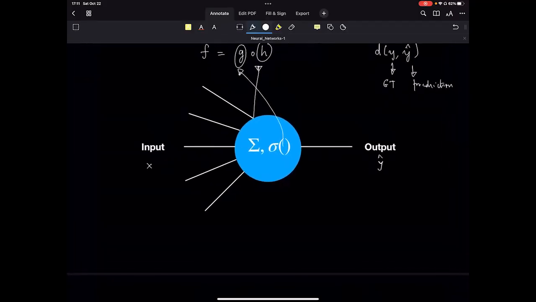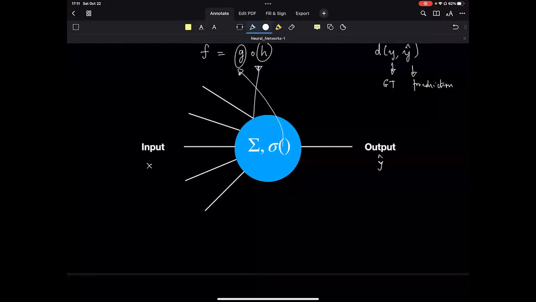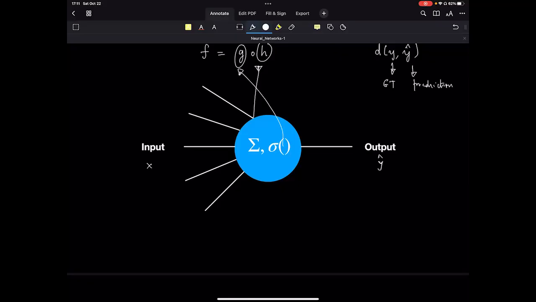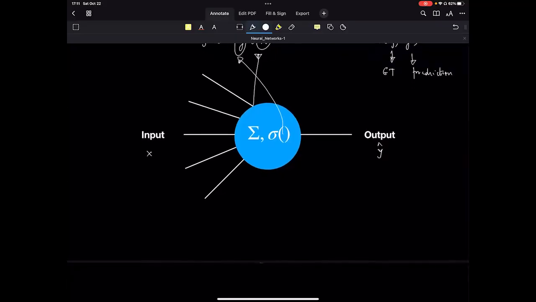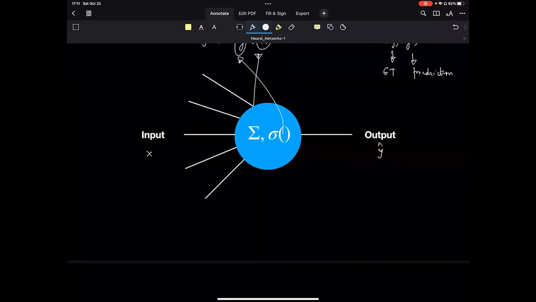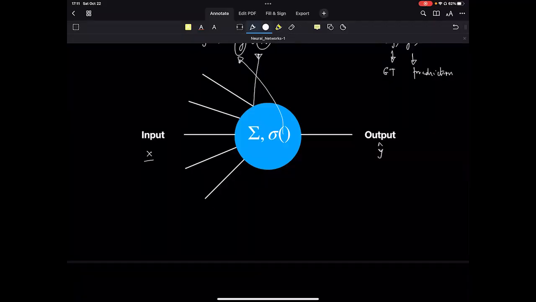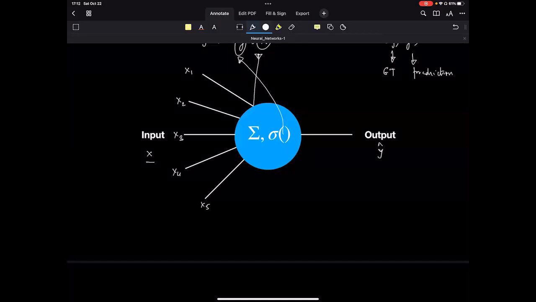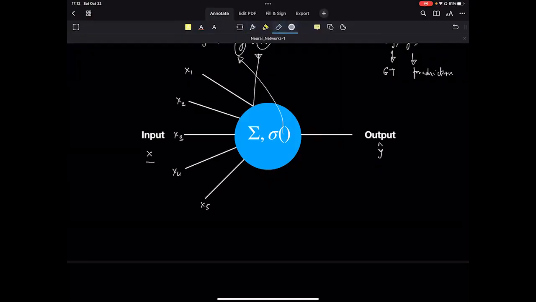I'll write everything in one dimension for simplicity, and the same thing applies for higher dimension input as well. Here, I think I already have multi-dimensional input. So let's write it for the vector case. Here the underbar that I have corresponds to a vector. So let's say that I have x1, x2, x3, x4, and x5. In other words, my x vector is composed of these elements: x1, x2, up to x5.